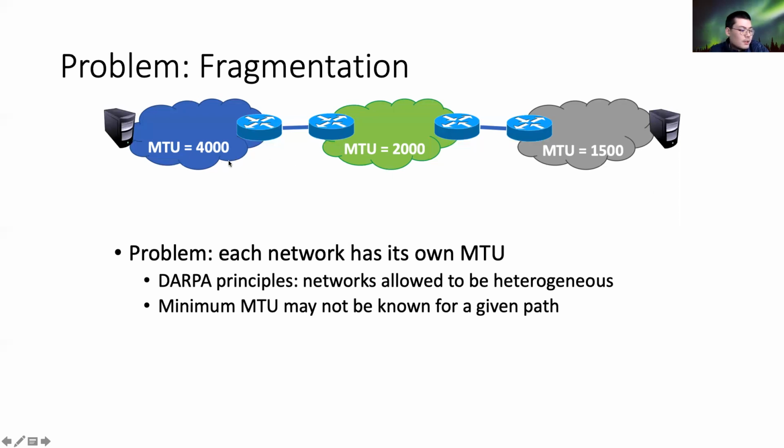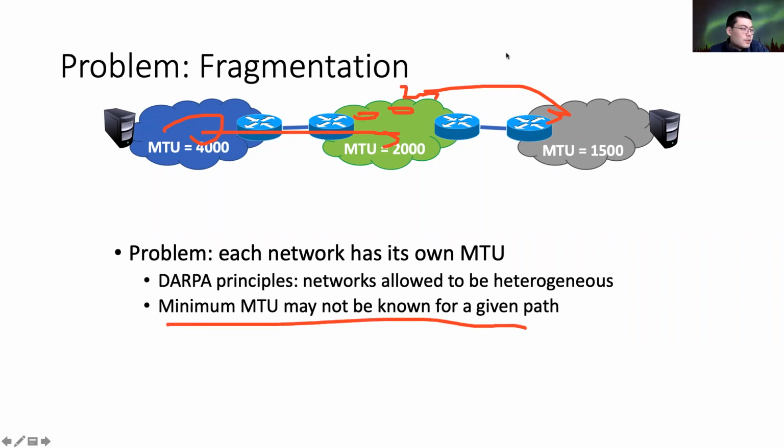Okay, one router may have an MTU of 4,000, another 2,000, another 1,500. So of course, if you send a big packet, say 3,000, then you cannot send it through. It has to be fragmented, as we discussed. And if you fragment to 2,000, and you reach here, you need to fragment further, like 1,500 and 500.